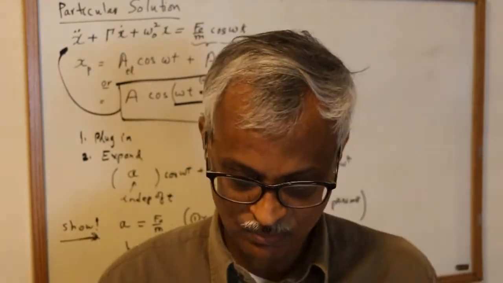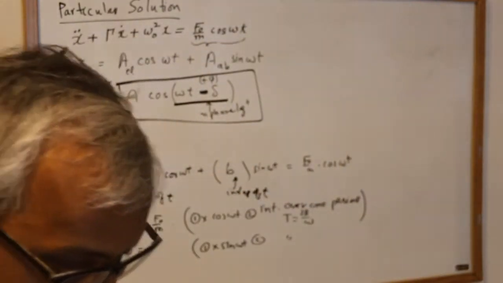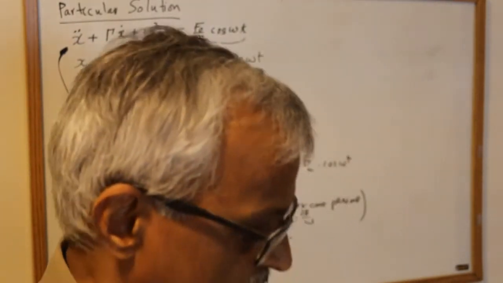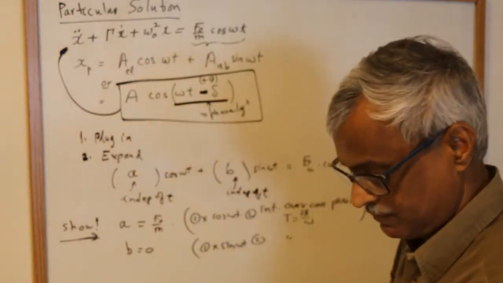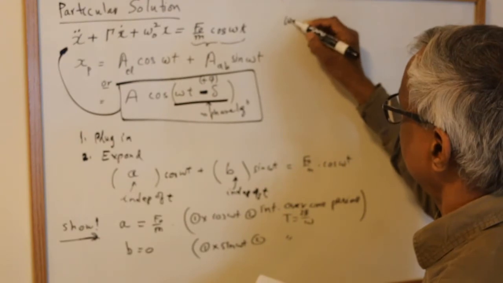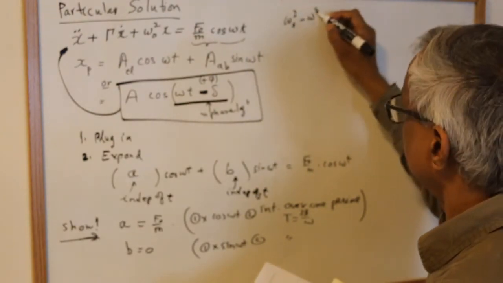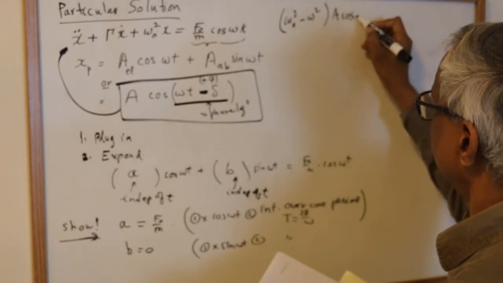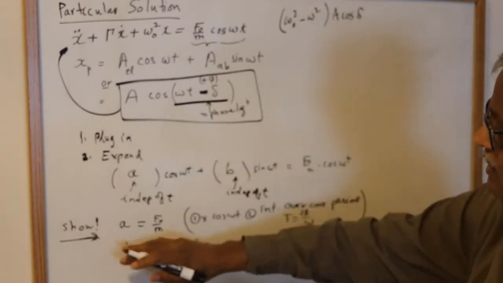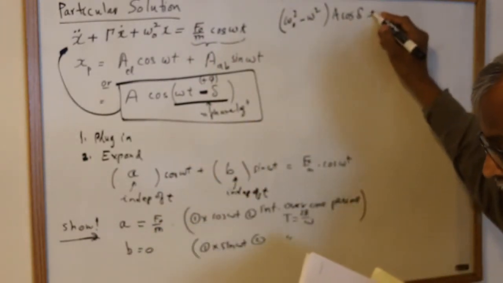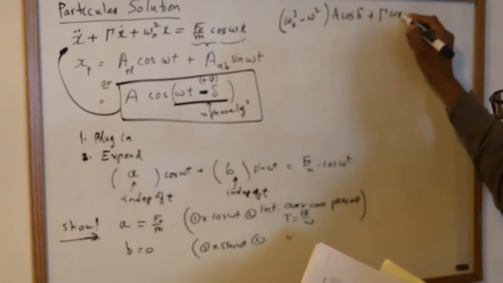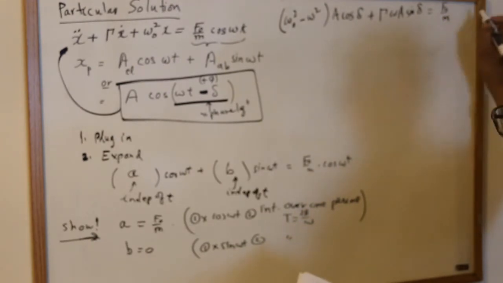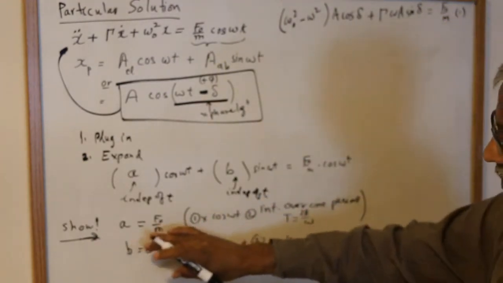At the end of this, what you will get is, let me write the answers from the book. This a's and b's equation is omega naught square minus omega square times a cosine delta, plus gamma omega a sine delta, equal to f0 over m. So that's one equation you're going to get. That's the a equals f0 over m.